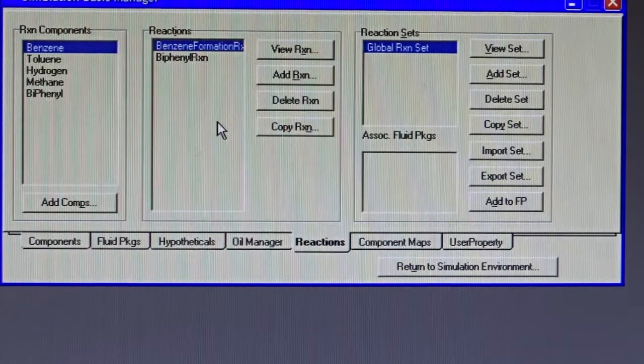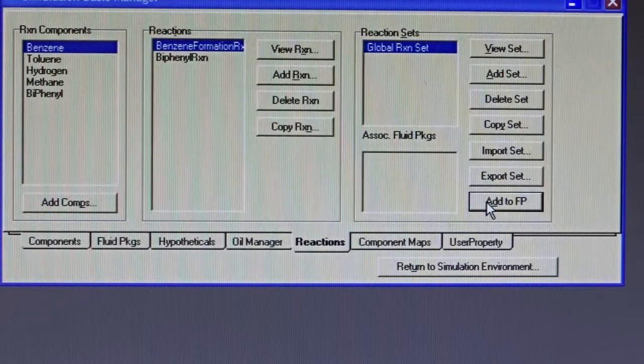Now, before we return back to the simulation environment, one final step is to add the reaction set to the fluid package. What is the fluid package we have used? It is Peng-Robinson. We need to add that reaction set to the fluid package. Why is that? Notice that log K is delta G over RT, so we need delta G. How do we calculate delta G? It's H minus TS. How do we calculate H and S from the equation of state? So we need to tell HYSYS how to calculate those properties by attaching those reactions and their properties to the proper fluid package. So all I need to do is add to fluid package.